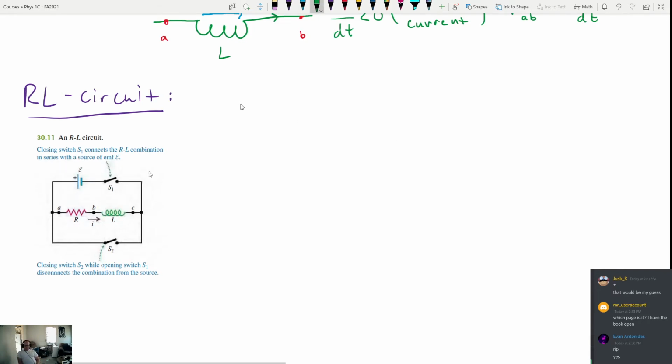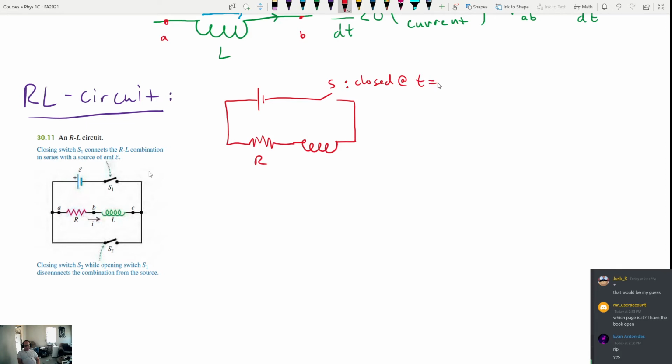Okay, so I'll draw my own circuit on here too. For the first half, all we're talking about is I've got an EMF source, I've got a resistor, I've got an inductor, and I've got a switch. And we're going to say that our switch here is going to be closed at t equal to 0. And this is our EMF source E.